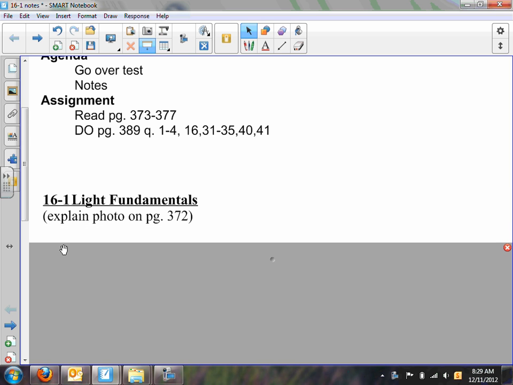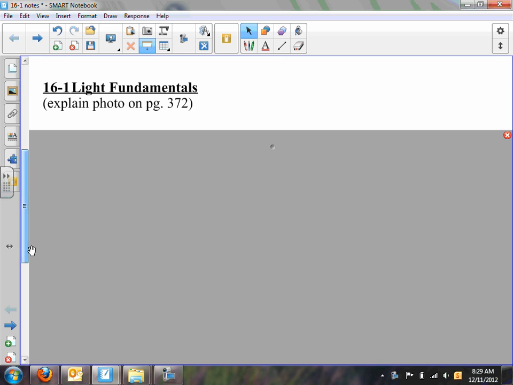I'd like you to start by opening your book to page 372. Pause the video here, and see if you can figure out what's going on with that picture. Think about those colors. Some people might say it's just drawn on the back wall or it's photoshopped, but you can actually make different color shadows, and we're going to show you how later on in the chapter. Hopefully we can figure this out as we go.